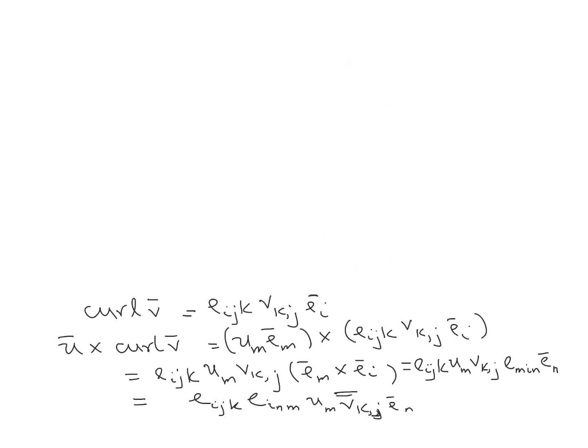So what we'll have now, we use the conical delta alternating symbol relationship. We have conical delta JN, conical delta KM, minus conical delta JM, conical delta KN, and everything into UM, VK,J, EN.